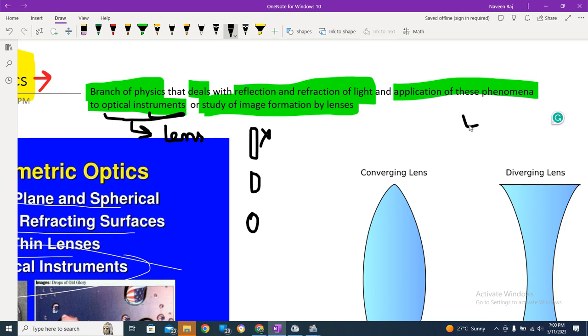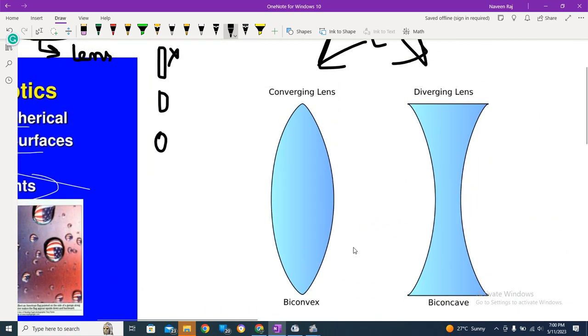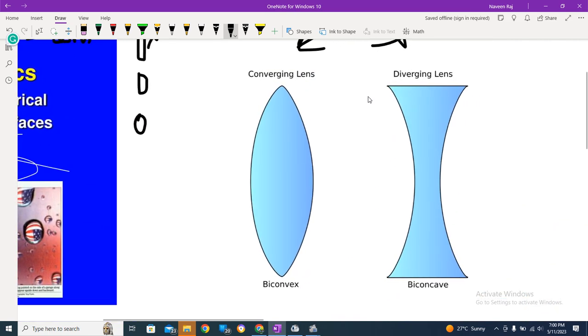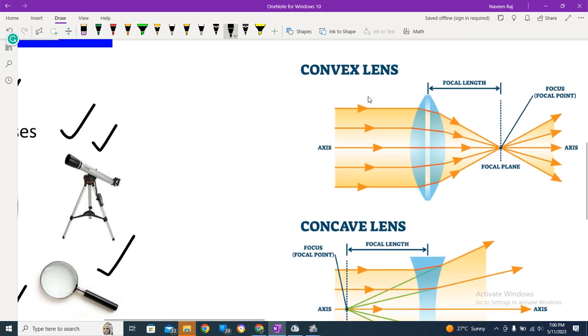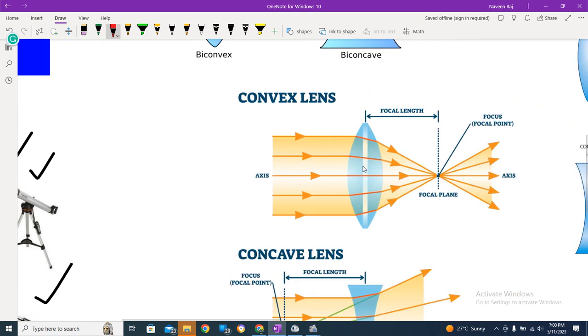Lens is of two types, the converging lens and the diverging lens. You can see the difference in the picture. This is the converging and this is the diverging, and at a different time we will look into the reasons why it's converging and why it's diverging. Here in this picture you can see the concave lens over here.